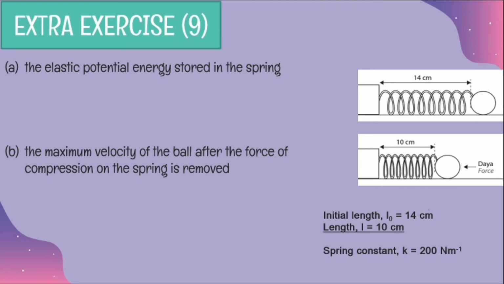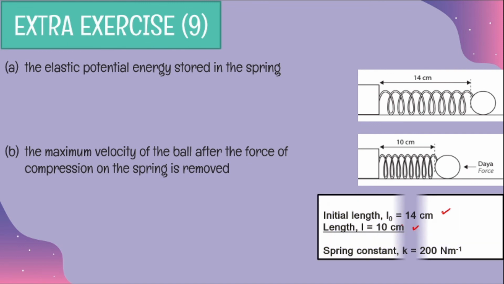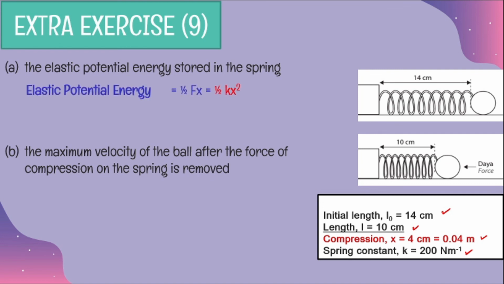Alright, so we have initial is 14, final is 10. So our compression. Compression lah nama dia because dia jadi shorter kan. The compression. Tapi simbol sama, X. So you have to convert to meter. Bila nak kira energy ke apa, mestilah meter. And K is given also in meter. So masukkan nilai dia. Half Fx. But F equals to KX.